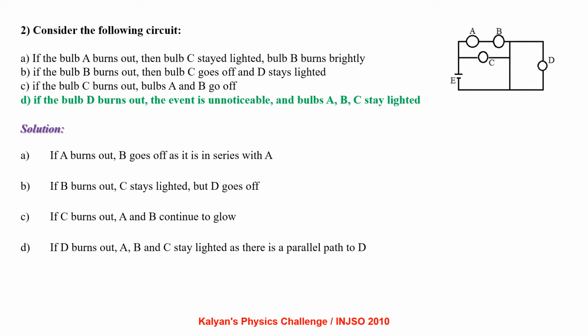If A burns out, B will go off as it is in series with A. If B burns out, C stays lighted but D goes off. If C burns out, A and B will continue to glow. So if D burns out, A, B, C stay lighted as there is a parallel path to D.